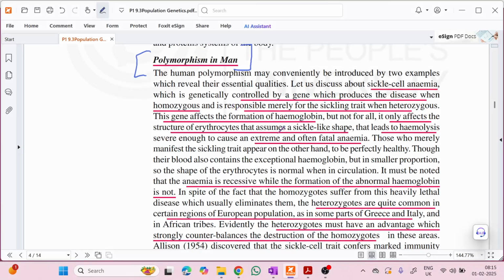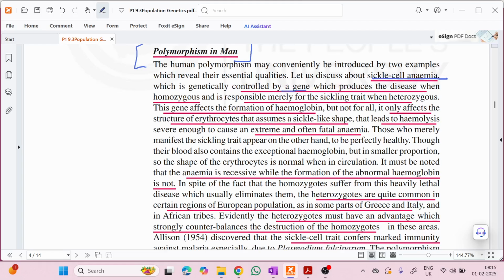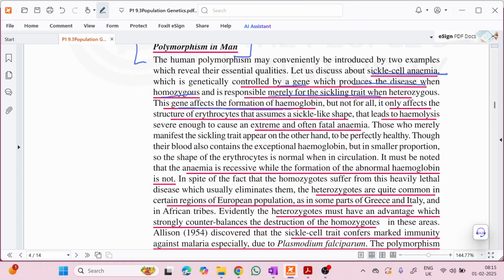So polymorphism in man. So first instance is about sickle cell anemia, which is genetically controlled by a gene which produce the disease when homozygous and responsible for sickling trait when heterozygous. This gene affects the formation of hemoglobin, but not for all. It only affects the structure of erythrocytes that resemble a sickle-like shape that leads to hemolysis, which is severe enough to cause an extreme and often fatal anemia.